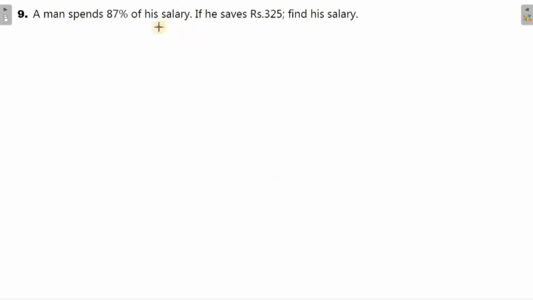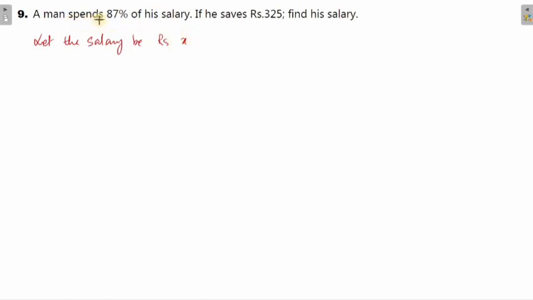Let's have another question. The question says, a man spends 87% of his salary. If he saves rupees 325, find his salary. Okay, so let the salary be rupees X in this case. Now the question says 87% of rupees X is his expenditure.